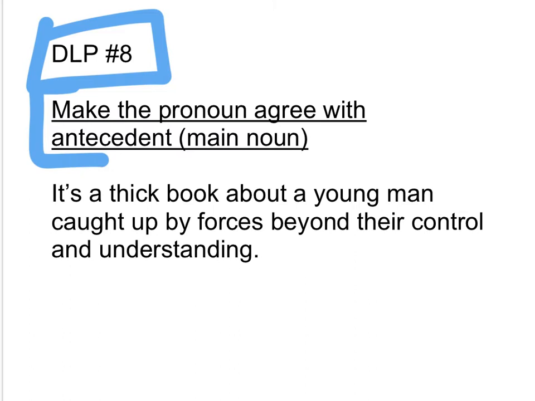So we want to make sure that they're agreeing, which is something that sometimes we struggle with, especially when we have a longer sentence and we forget what the antecedent was, the noun that we were working with. So it's a thick book about a young man caught up by forces beyond their control and understanding. So we've got a couple nouns in the sentence, but there's one that we're replacing with the pronoun, and right now they're not agreeing. One is singular, the noun is singular, and the pronoun is plural. So we want to revise that so that the noun and the pronoun are both singular or both plural, whichever way you're supposed to fix it. All right, so revise that, and I'd like you to be done for today, but I'm going to move on.